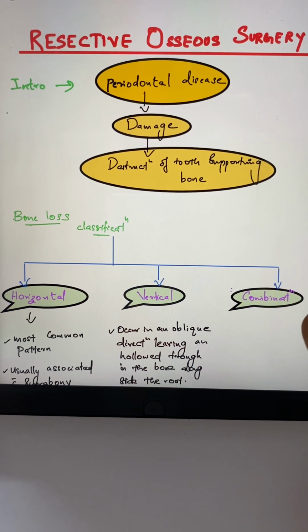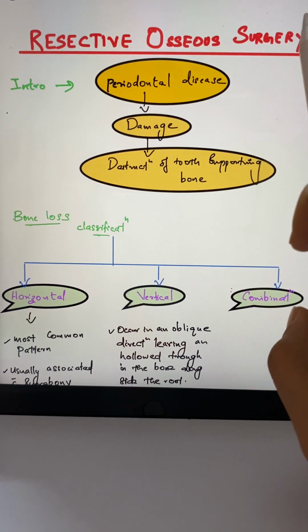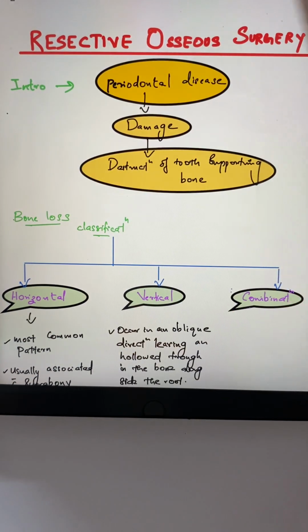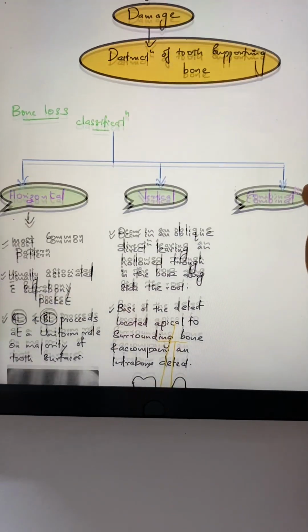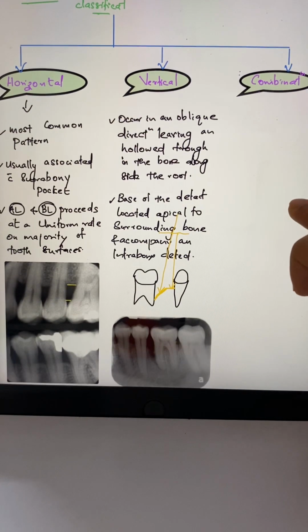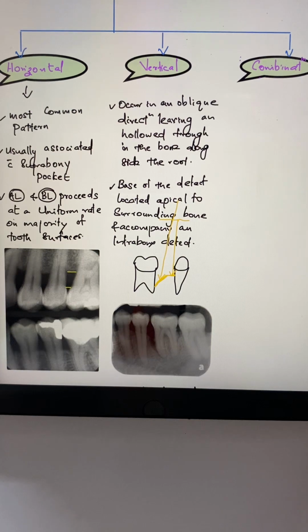That means we are going to add certain material or certain things to increase the height of the bone. That kind of surgery is the additive osseous surgery that we'll discuss later. Today let's talk about resective osseous surgery. Before going into detail about the surgical procedures, you need to understand the classification of bone loss.